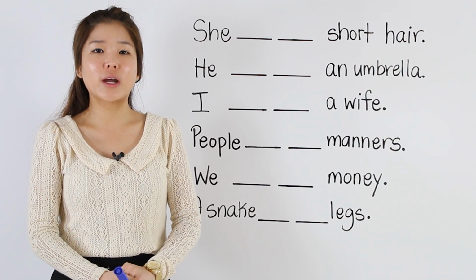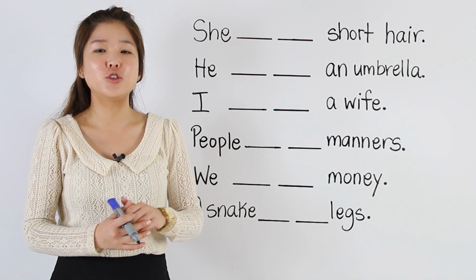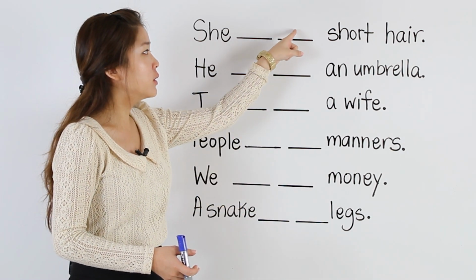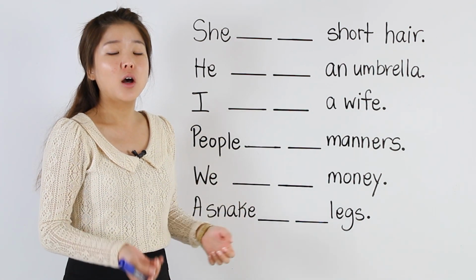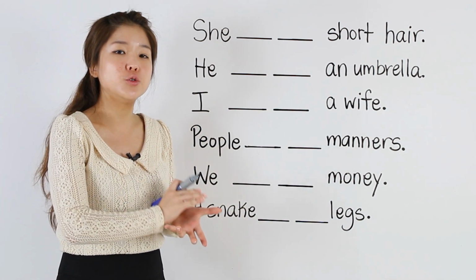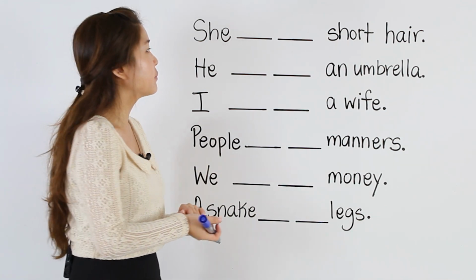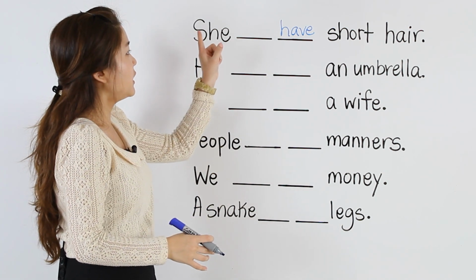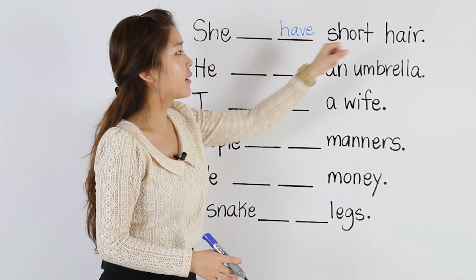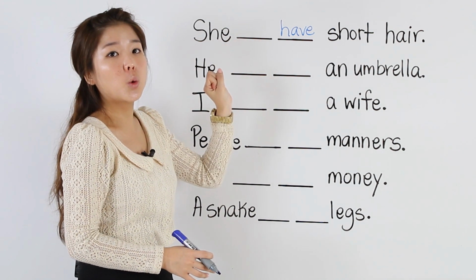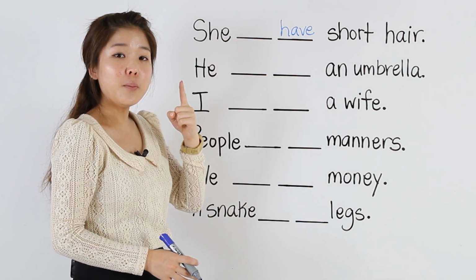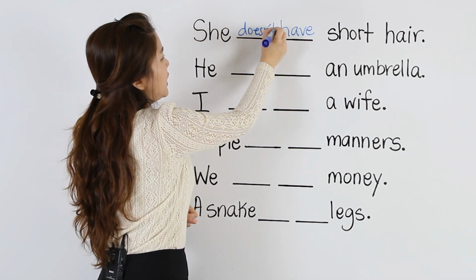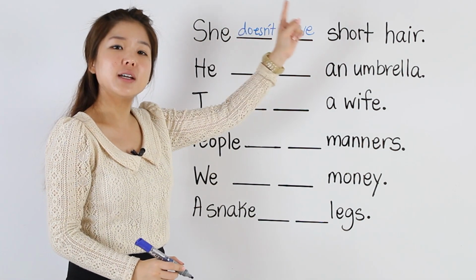Now let's try this practice with the negatives doesn't have and don't have together. Now this is a little easy because we know that the second word is have. All you have to think is, should we use doesn't or don't? Okay, so I'm just going to put have here first. Okay, she, blank, have short hair. Should we use don't or doesn't? If you remember, for she, we use doesn't. She doesn't have short hair.